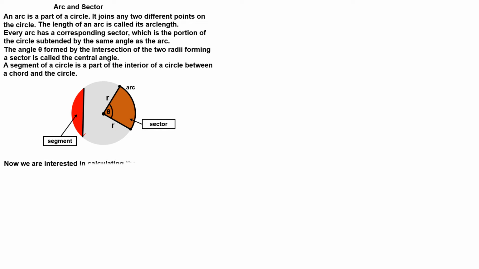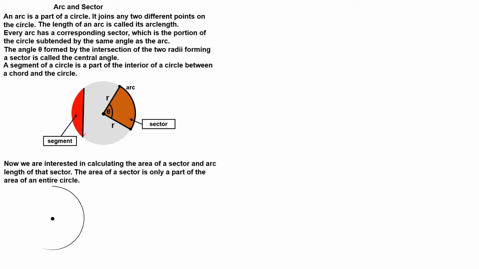Now we are interested in calculating the area of a sector and the arc length of that sector. The area of a sector is only a part of the area of an entire circle. We know 360 degrees is the total number of degrees in a circle. So, the area of a circle is pi times radius squared. So, the area of a sector is proportional to the central angle theta.